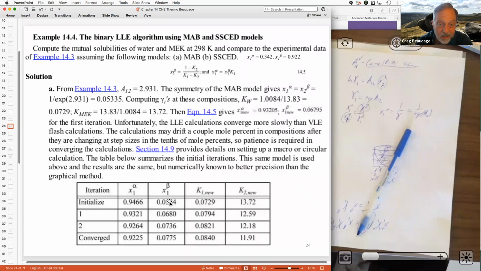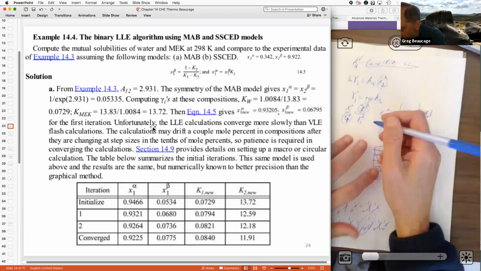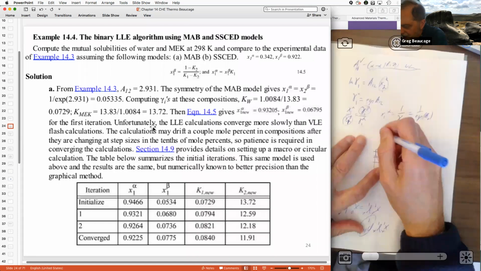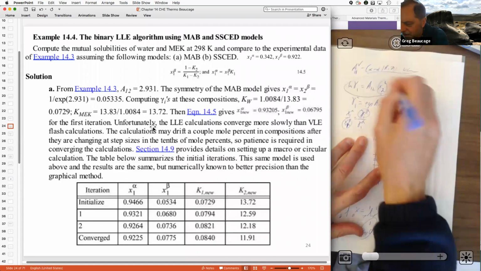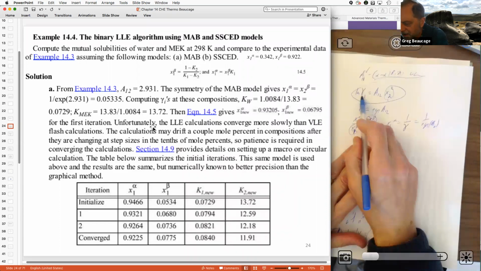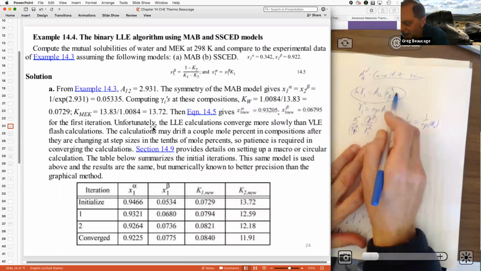Then once you have those x's, you can plug those into MAB to get gammas. Right? Or you could plug those into UNIFAC to get gammas. You can plug those into whatever you want to get gammas, because gamma is going to just depend on the composition. Right? So, like for UNIFAC, ln of gamma, well, we have it right here. Or for Margules, ln of gamma is a12 times x2 squared.